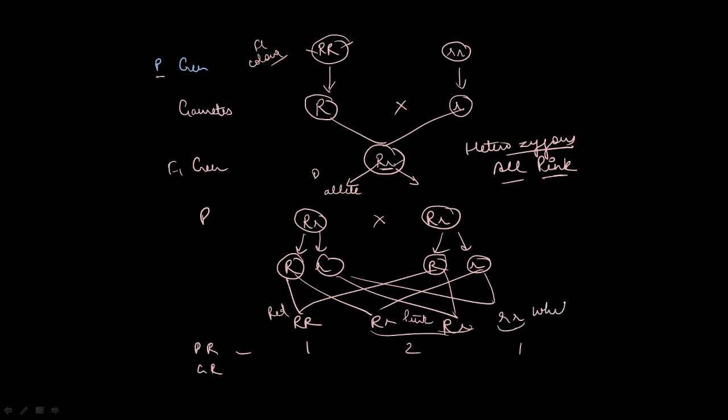So what is the phenotypic ratio and genotypic ratio here? Phenotypic is 1:2:1, meaning 1 red, 2 pink, these two are pink, and this one is a white color flower plant. Okay, what is the genotypic ratio here? Genotypic is also the same, 1:2:1. So this is very important for you. A question can be asked: in which dominance will you get the phenotypic ratio and genotypic ratio the same in the F2 generation? Your answer is incomplete dominance. Is it clear?